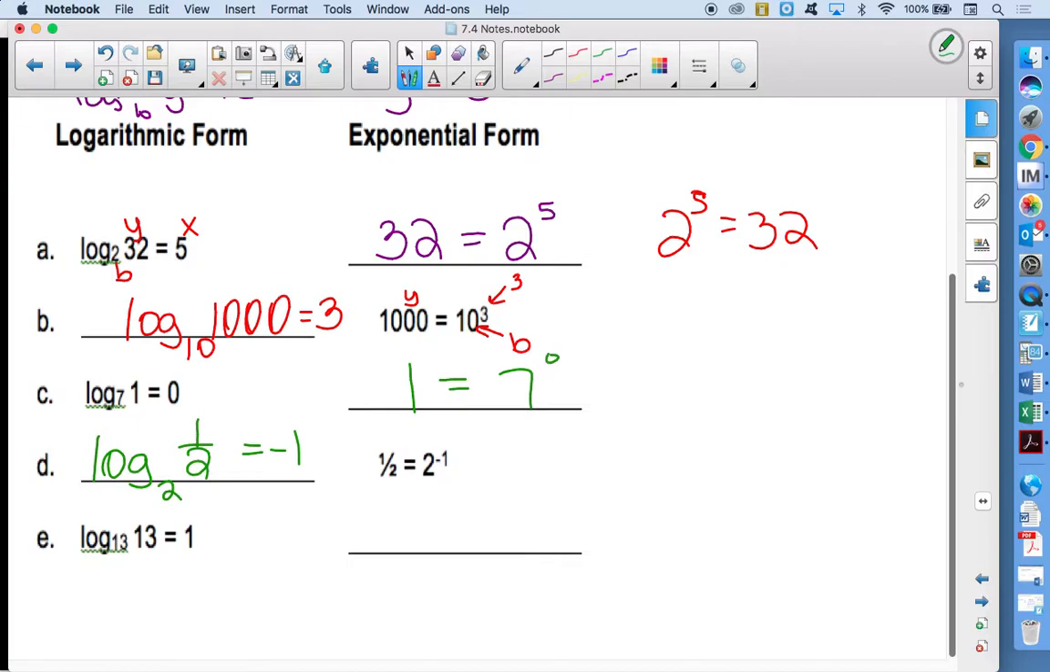Mason, what do you think? 13 equals 13. We'll add that little first there just to show the true conversion. 13 to the first does equal 13. Questions?